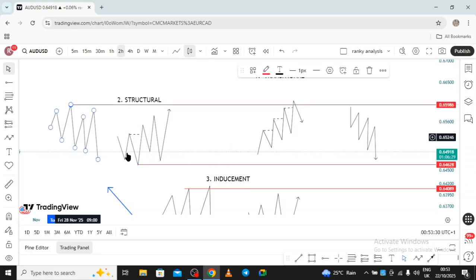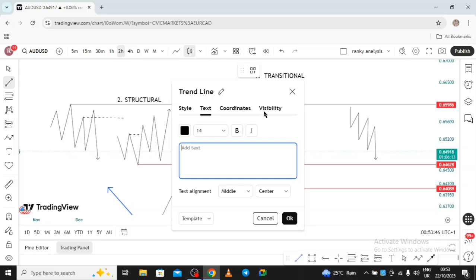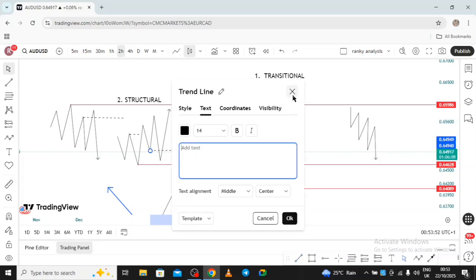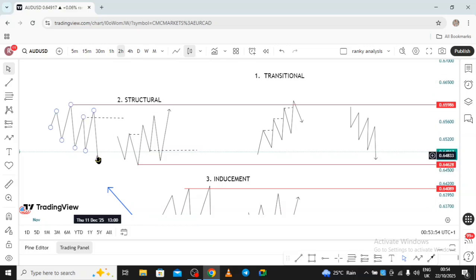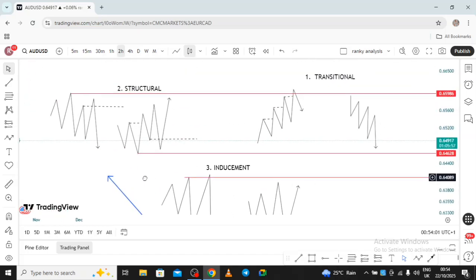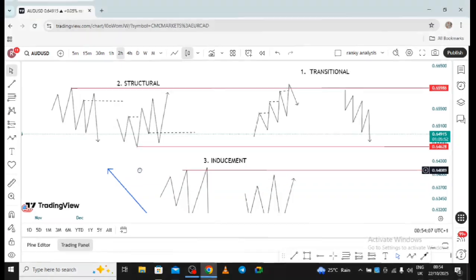And so this is the liquidity, right? So this right here is a structural liquidity. This right here is a structural liquidity. This right here is structural liquidity. This is transitional liquidity. I have here, and then the inducement. So let's dive into the chart for some real examples.